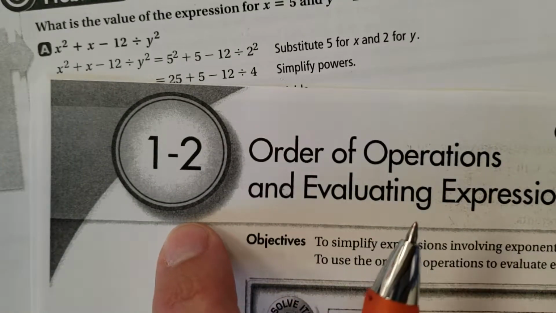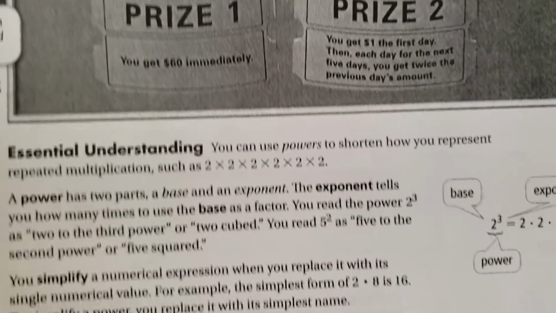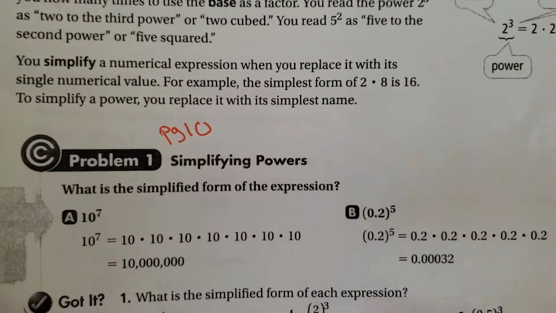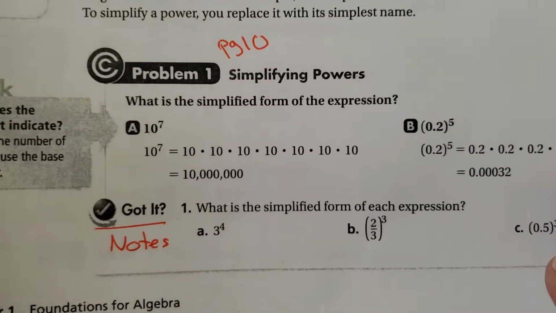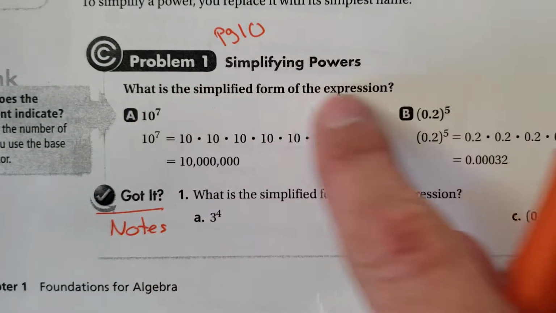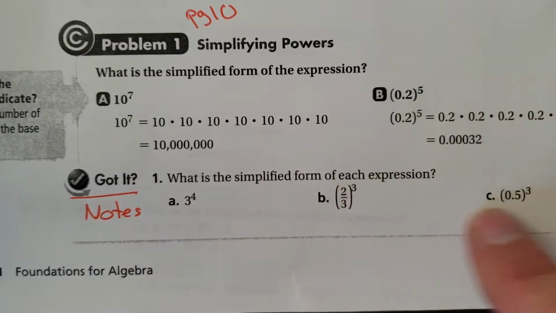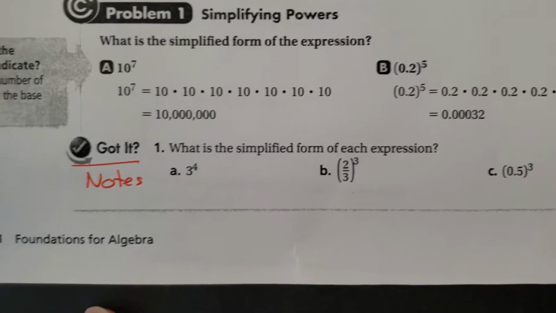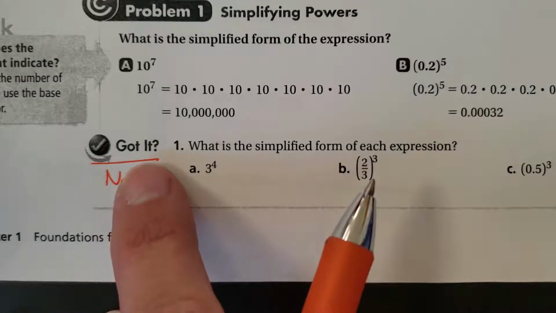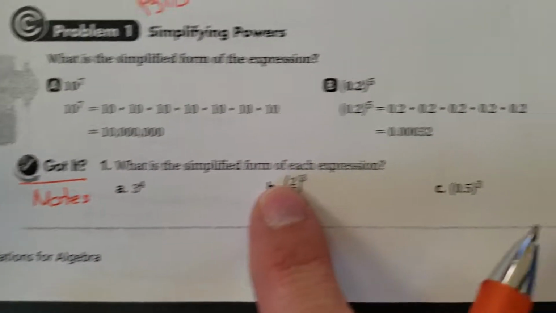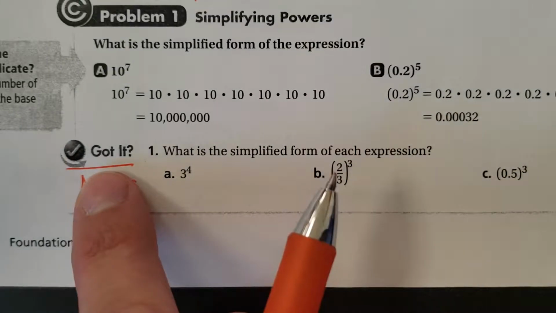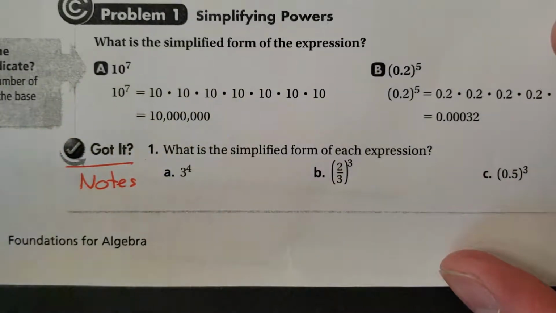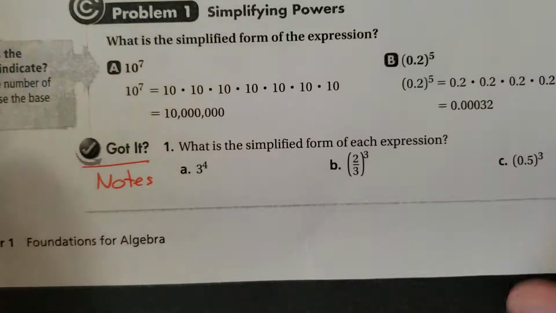Students, we're going over lesson 1-2, so let's jump right into it. This is on page 10. Again, how do we do notes in this algebra class? We go over a problem from the book and then we do the got it questions together. Now you should have room for got it 1A, 1B, and 1C in your notes. So anytime it says got it, that's what you write down and that's what you complete in your notes.